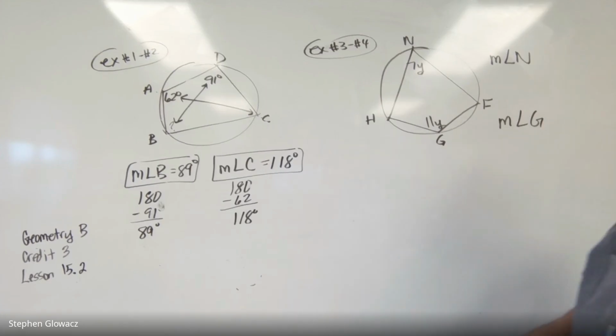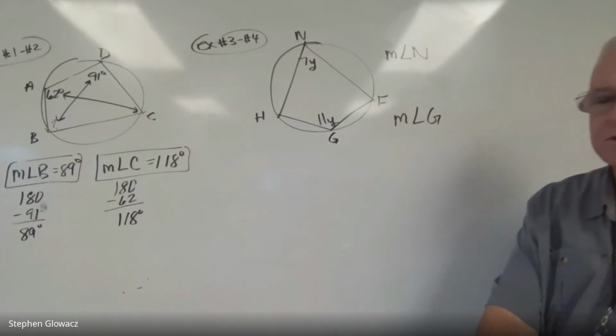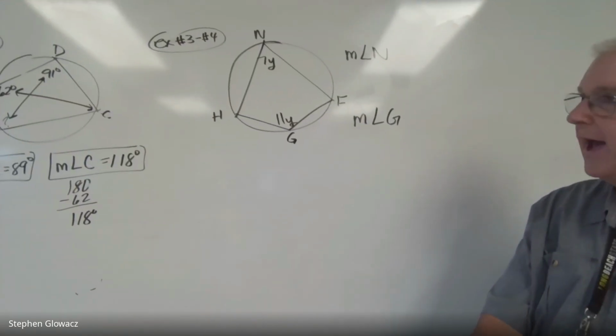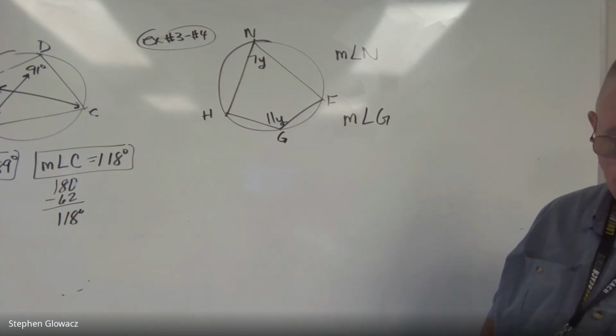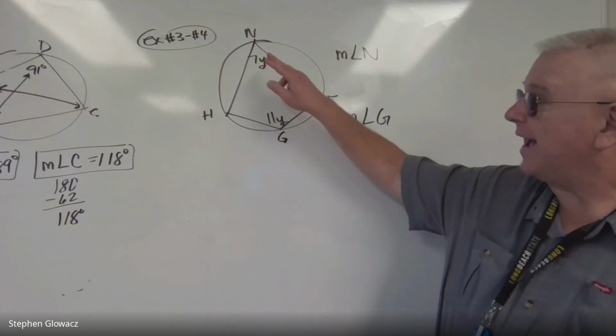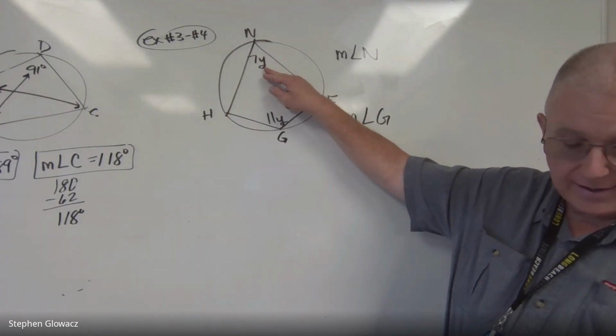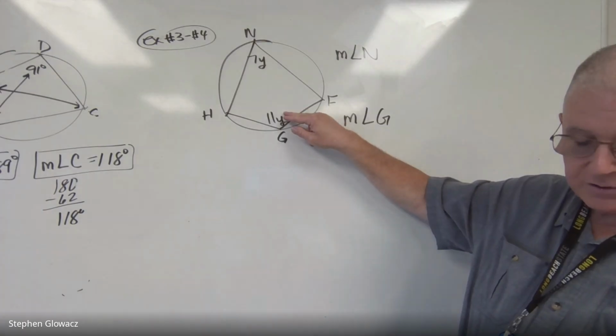All right, so now let's take a look at an example for problems 3 and 4. Problems 3 and 4 are very similar, so we're just going to do one example for them. You have the same diagram for both, and the difference is that in problem 3, they're asking you to find the measure of angle N, and in problem 4, they're asking you to find the measure of angle G.